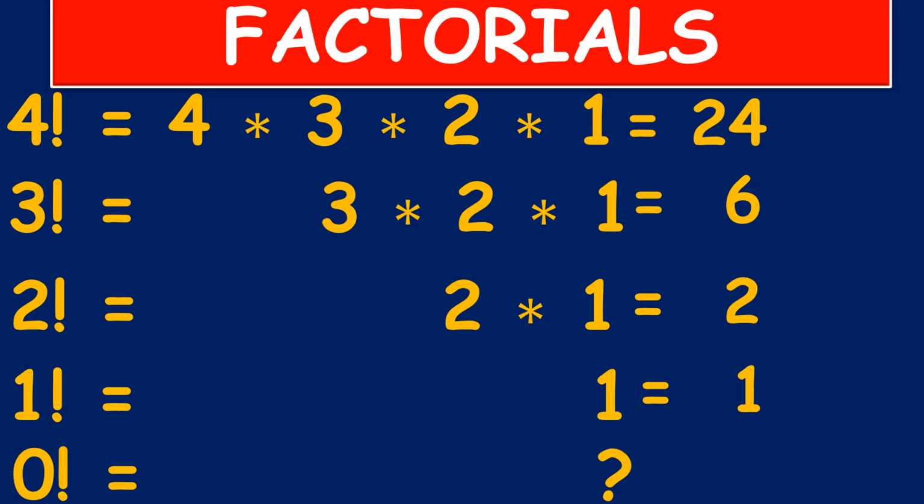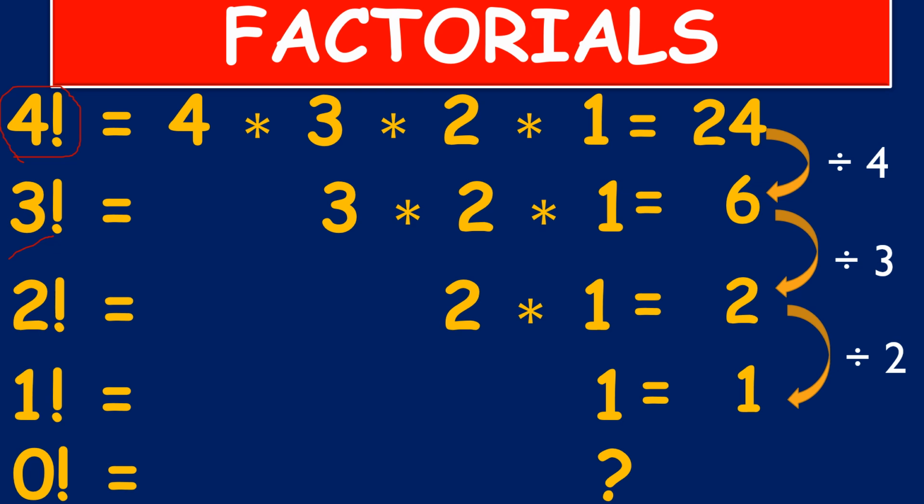Now, let's look at the patterns. In going from 24 to 6, what happens? We divide by 4. We can see 4 clearly written here. In going from 6 to 2, what happens? We divide by 3. And then in going from 2 to 1, what happens? We divide by 2.